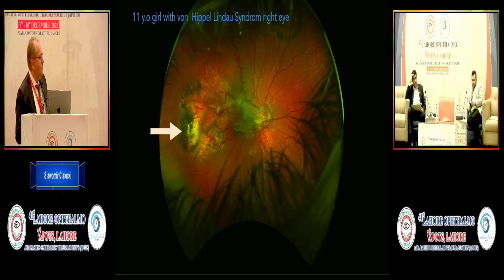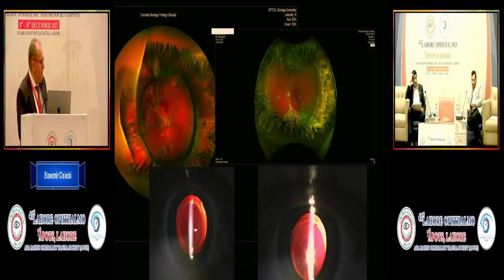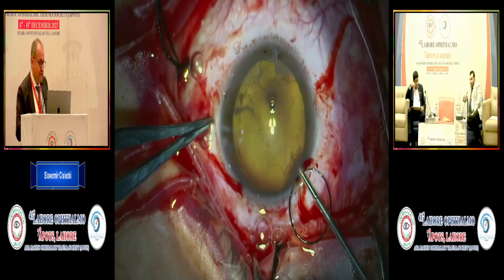The eye was resistant to radiation and laser therapy, so we decided to go for surgery, and this is how it looks after the operation. But look at both eyes, how the anterior segment looks. So when I have that kind of configuration, an 11-year-old boy with high myopic eyes, after previous laser, this is the only eye. The previous eye was lost due to retinal detachment.